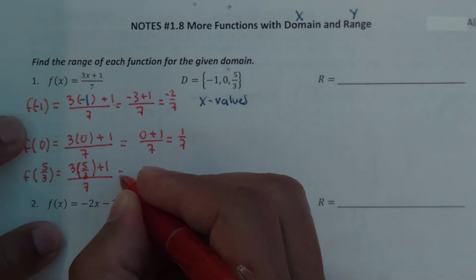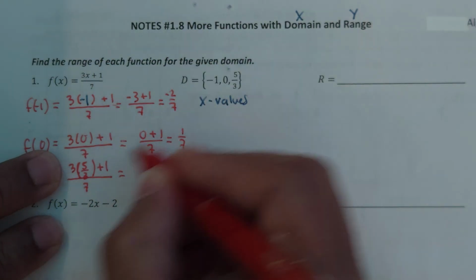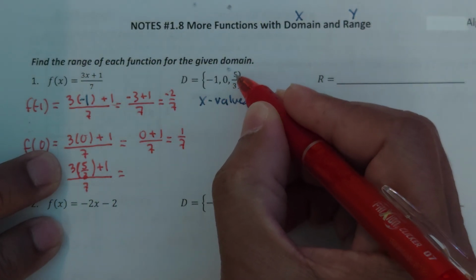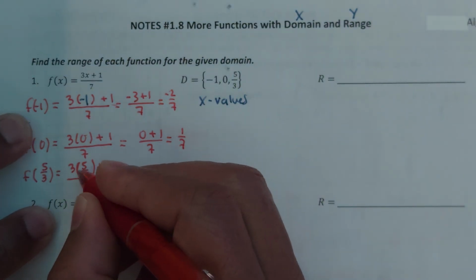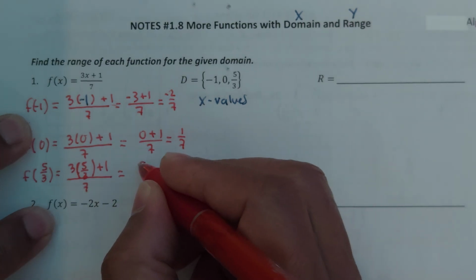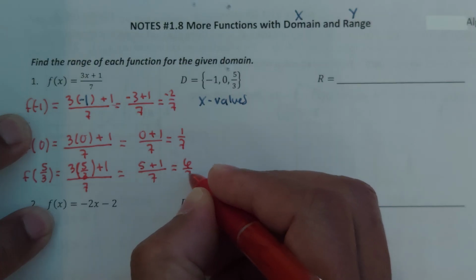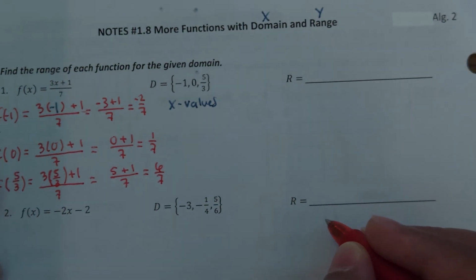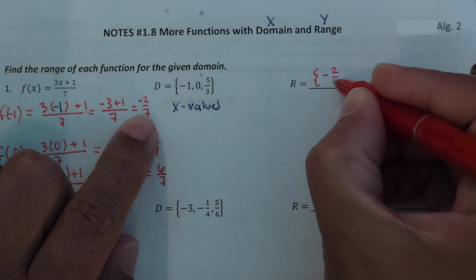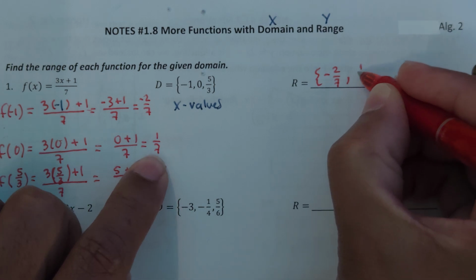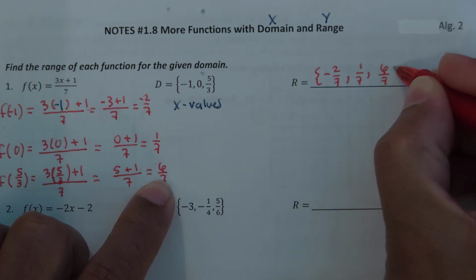And the last value, we are substituting, instead of x, 5 over 3, which is the last x value we're given for the domain of this function. So 3 times 5 over 3 becomes a 5, plus 1 over 7, and 5 plus 1 is 6, so this is 6 over 7. So the range of this function with the given domain is -2 over 7, comma, 1/7, and then last 6/7.